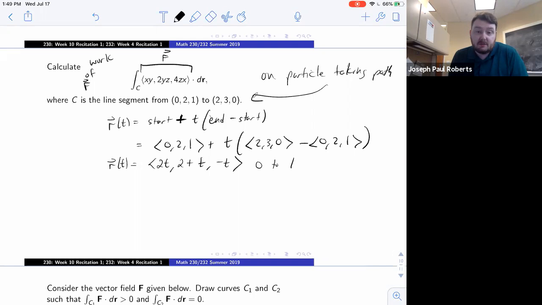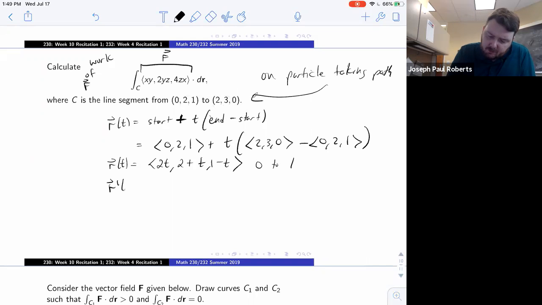Oh yeah, and as you can see, I screwed something up here. This should be 1 minus t. Take a couple seconds and plug in t equals 0, t equals 1 to confirm that you get what you want. So (0, 2, 1) looks good at t equals 0, and then (2, 3, 0) looks good at t equals 1. So again, just take a few seconds, plug those in, make sure you get the start and the end that we want.